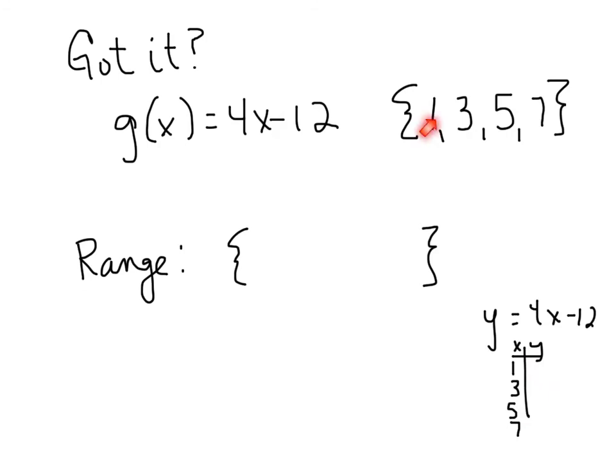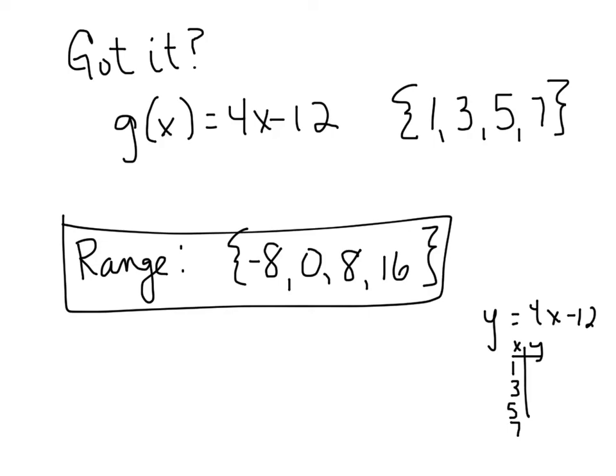So all I have to do is plug in the 1. 4 times 1 is 4, minus 12 would be negative 8 is my first range value. Plug in 3. 4 times 3 is 12, minus 12 is 0. Plug in 5. 4 times 5 is 20, minus 12 is 8. Plug in 7. 7 times 4 is 28, minus 12 is 16. You will notice that this is a linear function because each of these numbers is increasing by 8. That's it. That's your answer. Plug them in and you get your set range. The range is the set negative 8, 0, 8, and 16.